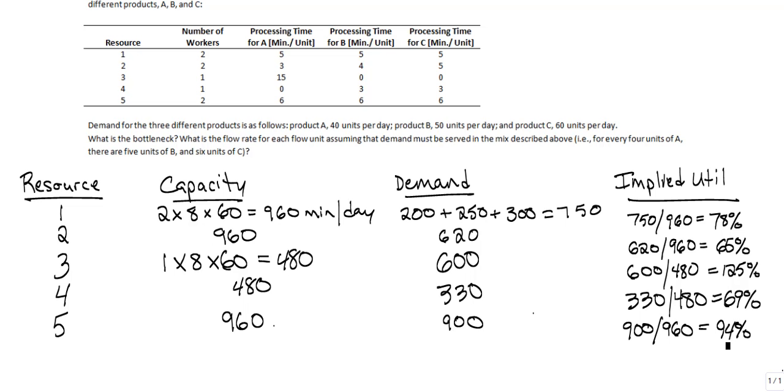The bottleneck is the resource with the highest implied utilization, which in this case is resource 3, with an implied utilization of 125%.